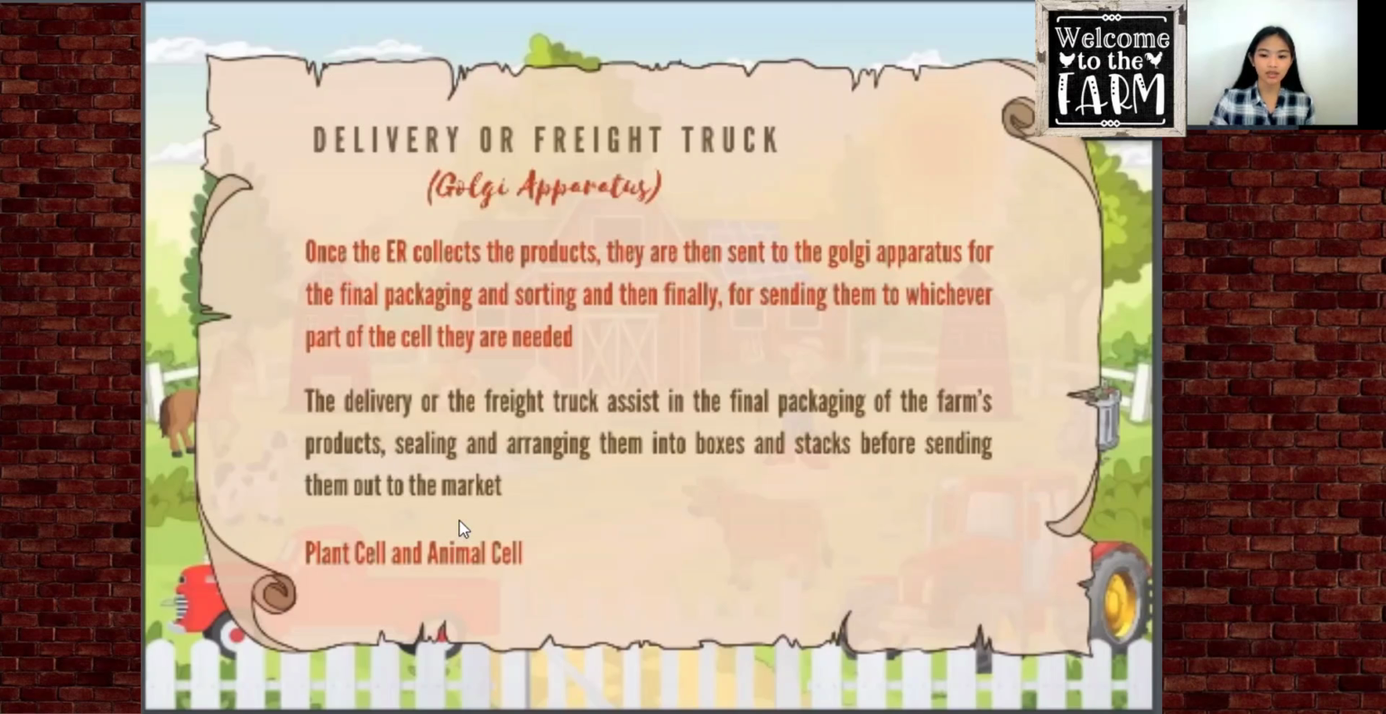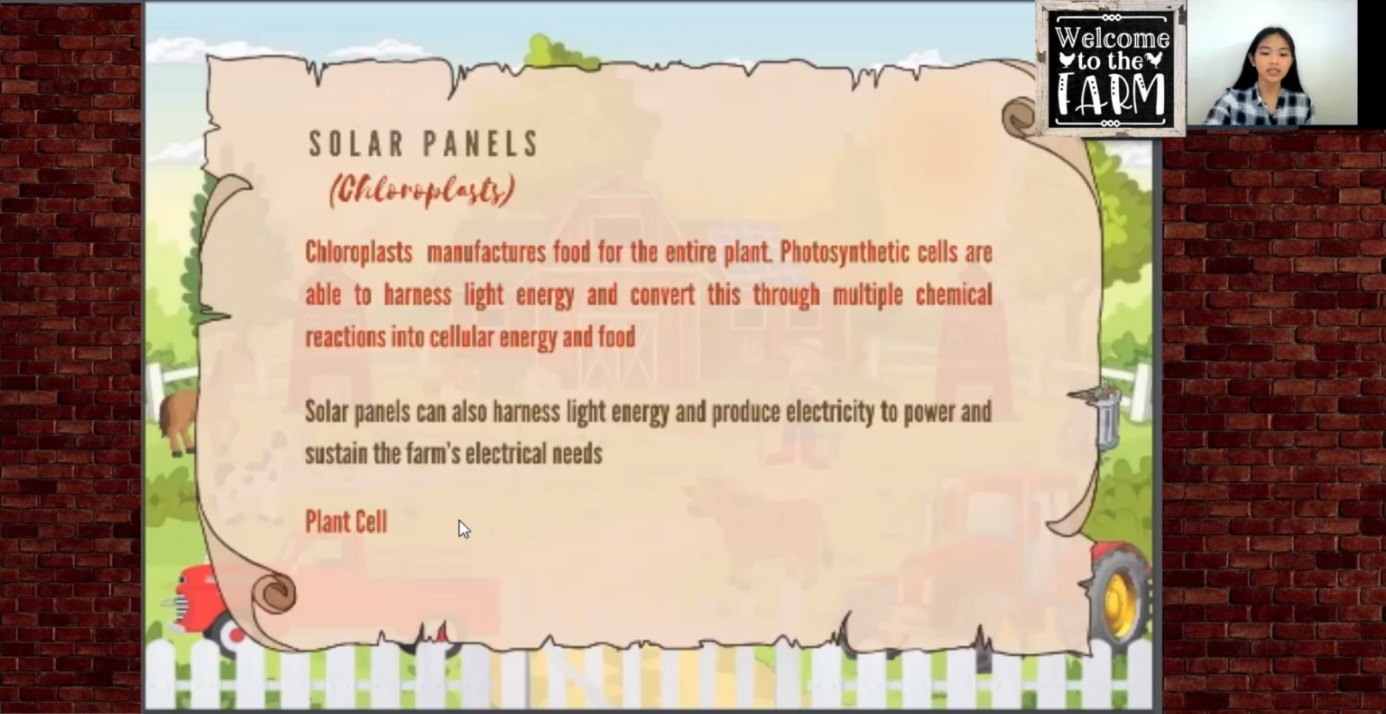These trucks are where major arrangements and packaging take place. And once these are done, the farm's products are ready to be distributed in the market. The Golgi apparatus can be seen in plant cells and animal cells. The next one is the solar panels, which represent the chloroplast. What makes solar panels and chloroplasts alike is that they both have the ability to utilize the sun's light energy to make functional, usable energy for consumers.